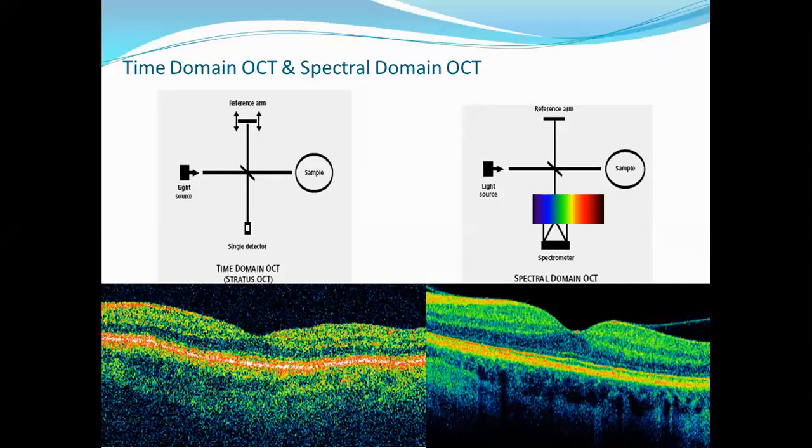So in spectral domain OCT, the reference arm or the reference mirror is fixed. And the second difference is in the detector. In the time domain OCT, the detector for the signal is a single detector. In spectral domain OCT, it is an array of very fast moving detectors, which is known as a spectrophotometer.